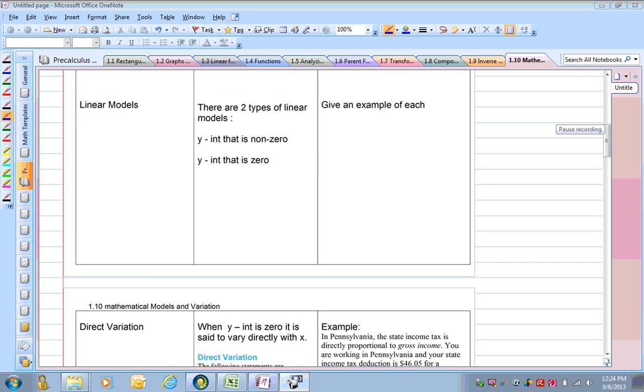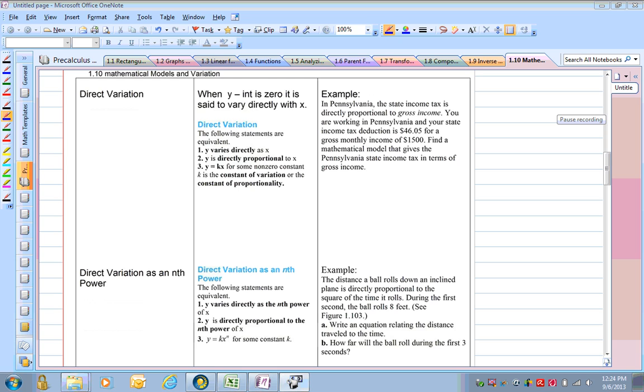Now, there are two types of linear models. One type is where your y-intercept is non-zero, and one type is when your y-intercept is 0. I want you to draw a picture of each, and maybe also give me an equation of each. I will look for that in your notes on Monday.